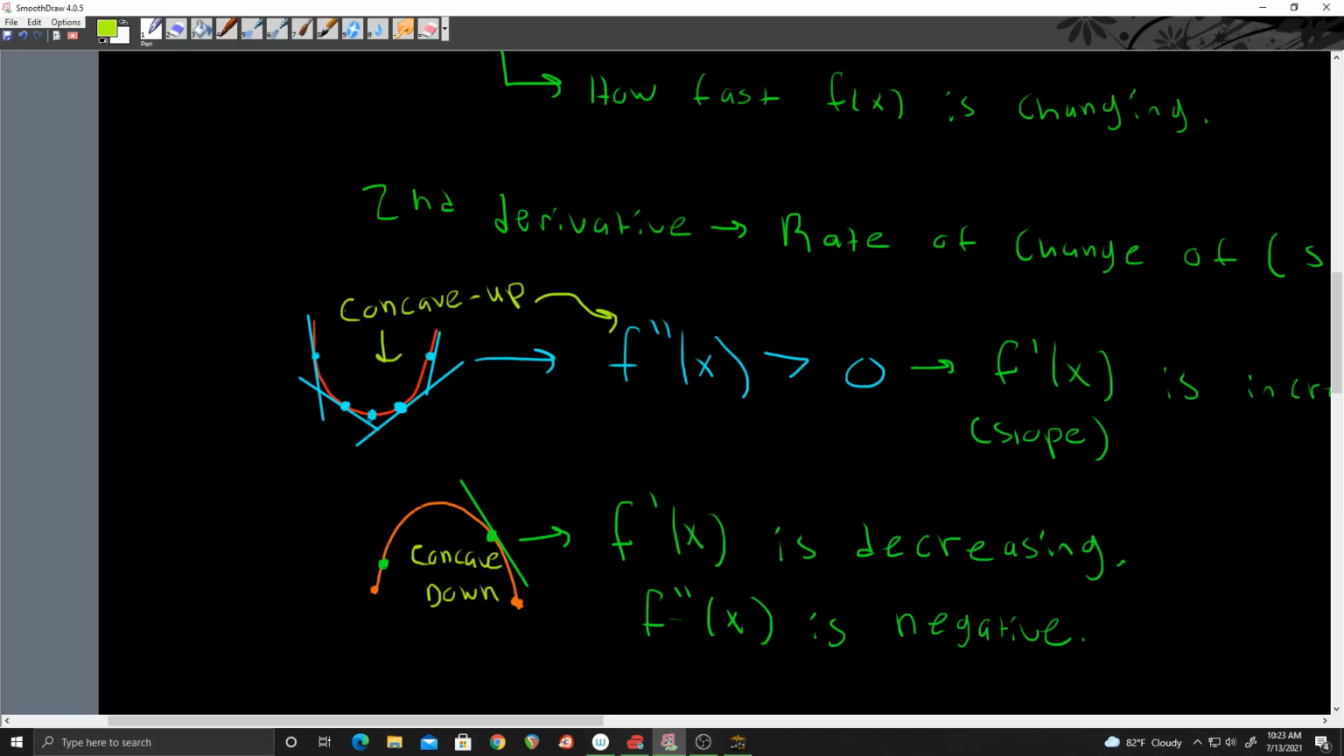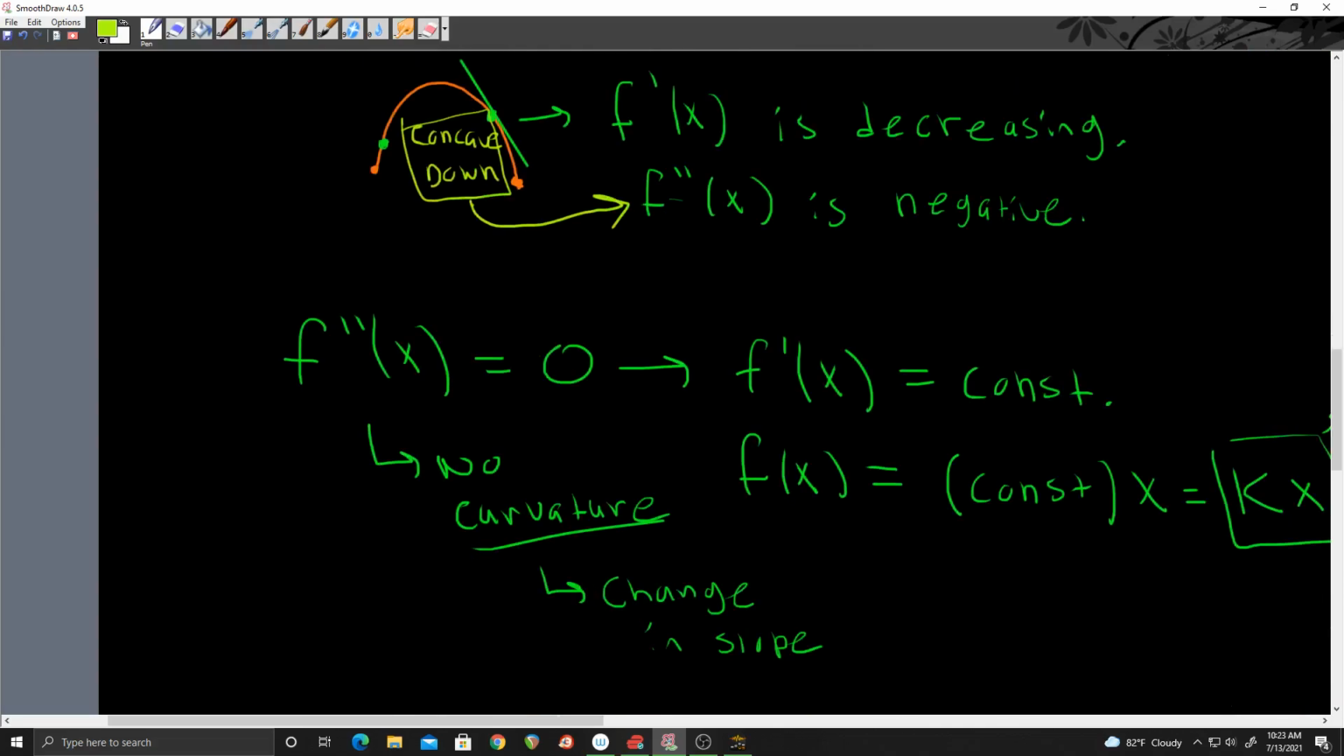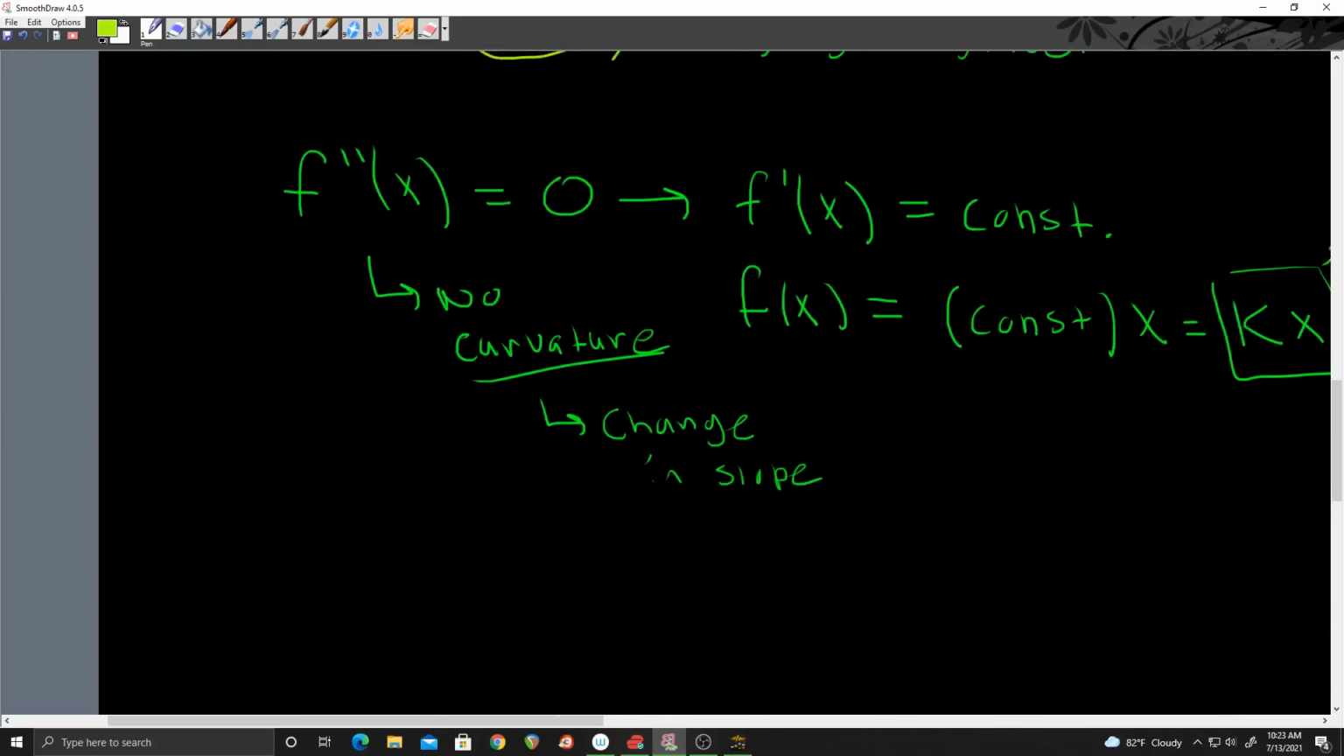Likewise, we call this concave down, for the same reason: the second derivative is negative, and it's opening down. We call it concave down. Your function is concave down anytime your second derivative is negative. Your function is concave up anytime your second derivative is positive. Now down here, no curvature. There's no concavity here.